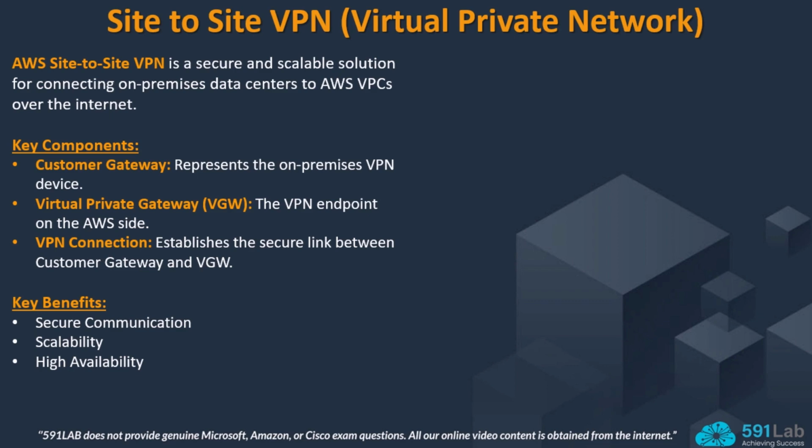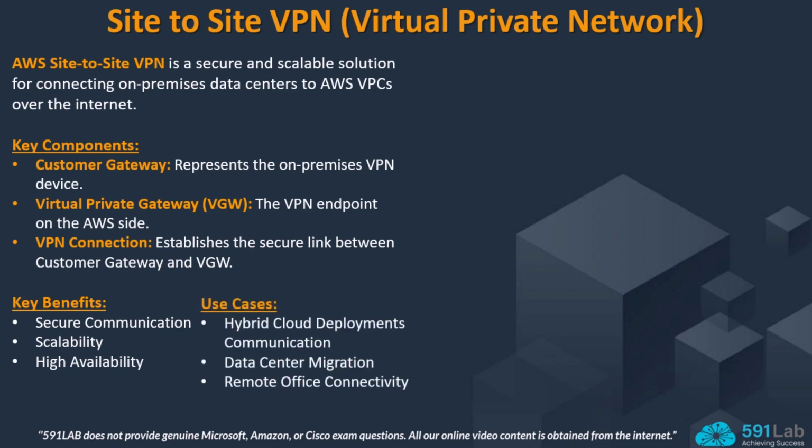The key benefits are secure communication, which encrypts data in transit, ensuring secure communication between on-premises and AWS; scalability, to accommodate growing network requirements and additional VPN connections; and high availability, supporting multiple tunnels for automatic failover, ensuring continuous availability. With the help of VPN, you can connect on-premises data centers to AWS for hybrid cloud architectures, facilitate secure migration of workloads from on-premises to AWS, and also connect your remote offices securely to AWS resources.